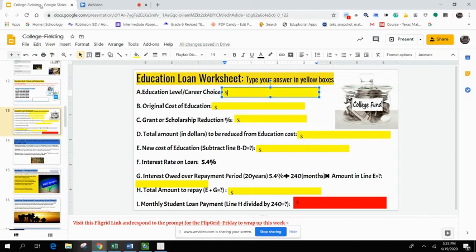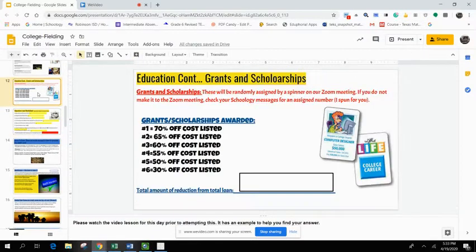Hey guys, this is for those of you that have chosen the college path on this game of life. Before now, you should have received the numbers 1 through 6 that will tell you what percentage off you get on your college loans. They came through grants or scholarships. Say, for example, we had number 5, which is 50% off. That's what we're going to use for today.